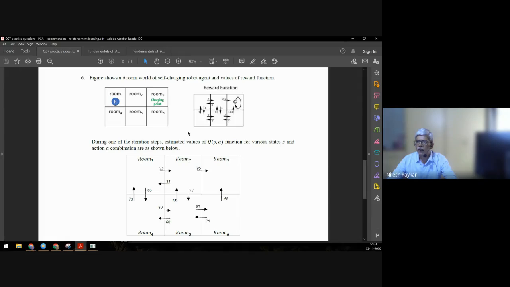The reward function for this particular case, after the robot has roamed around the rooms a very large number of times, will be collected, which is given here. It is a very simple reward function: all rewards are 0 except for the rooms where the robot is entering into the charging room. So this is the reward function, and then you have the Q function.